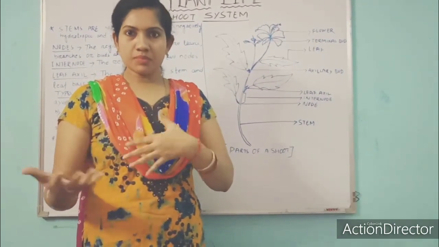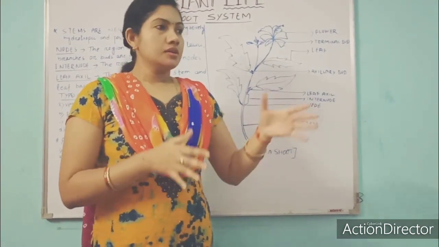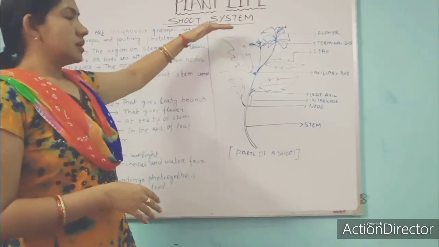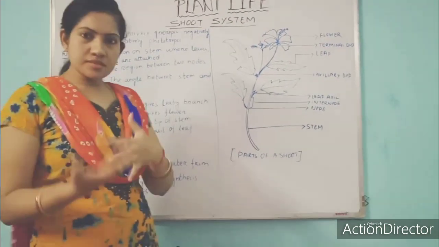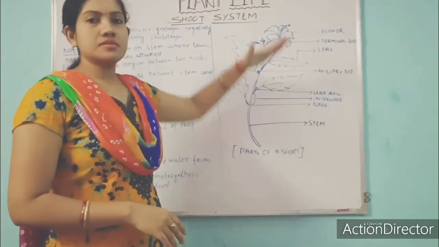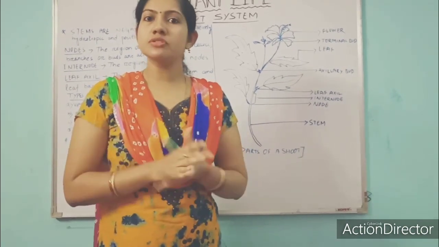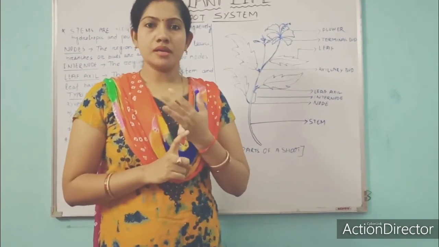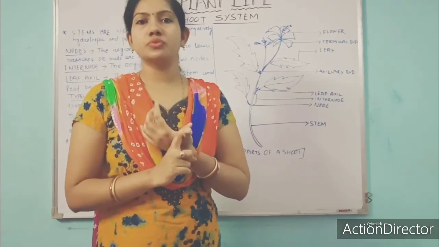So already we have completed the root system part. We have discussed the types of roots and all. Today we will go for the shoot system. As we have discussed, a shoot contains several parts. What are the parts that make up a shoot? The stem, leaf, bud, flower and fruit.